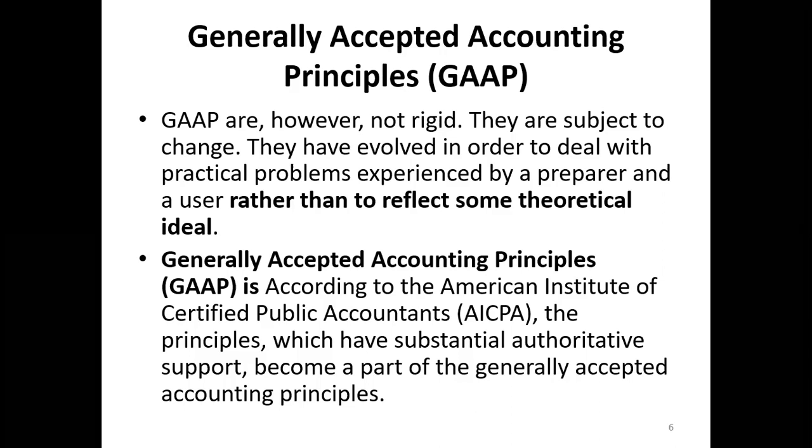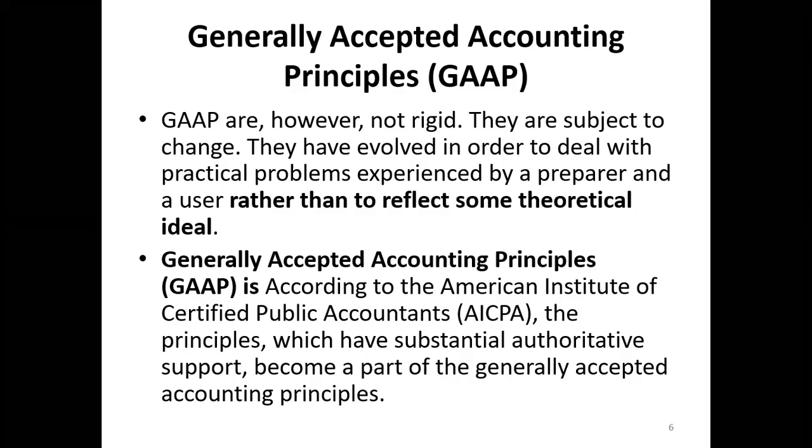So they have evolved in order to deal with a particular problem experienced by preparers, be it accountants or regulators, and users, rather than to reflect some theoretical idea. So the ultimate objective of GAAP is not to produce theories, but it gives some fundamental ideas, the rules, to the accountants as well as the users to understand the actual things.